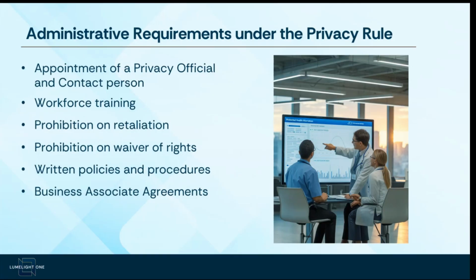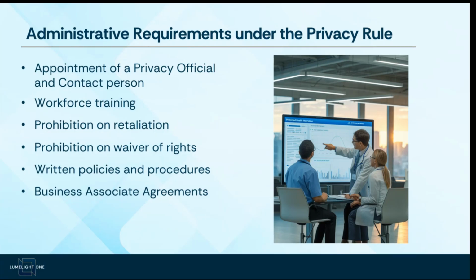For example, a policy of caller verification when sharing PHI or speaking quietly when PHI is discussed. Other administrative requirements under the privacy rule include appointing a privacy official and contact person. The privacy official will be the person that is ultimately responsible for the development and implementation of a covered entity's privacy policies and procedures. This person can delegate duties to other workforce members, but is the one ultimately responsible for the plan's compliance with the privacy rule.